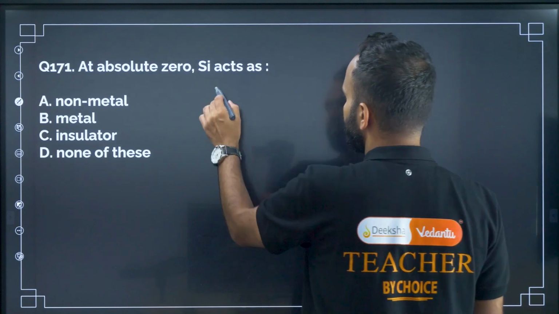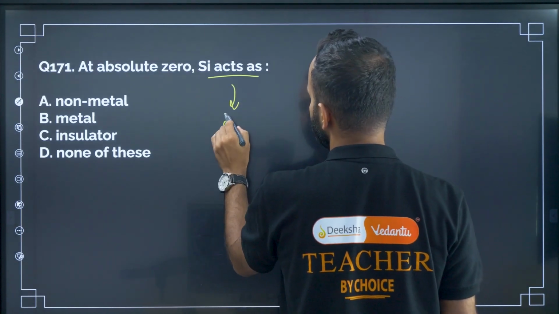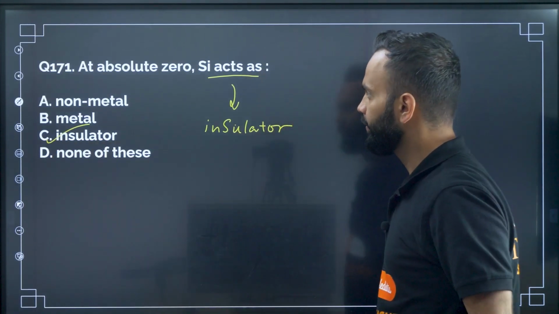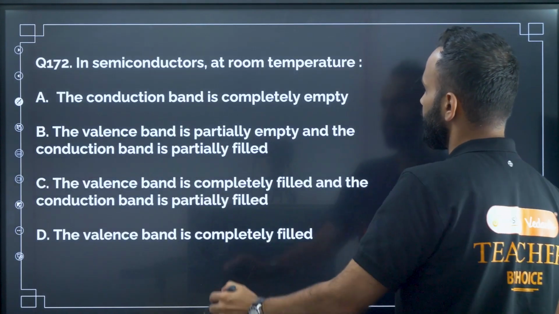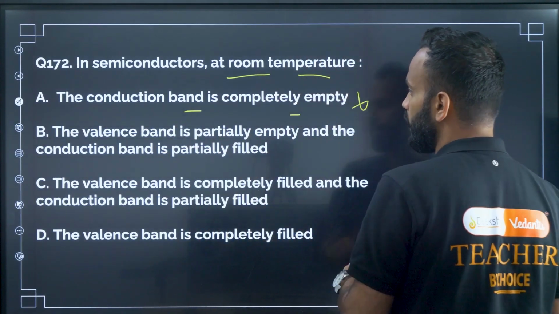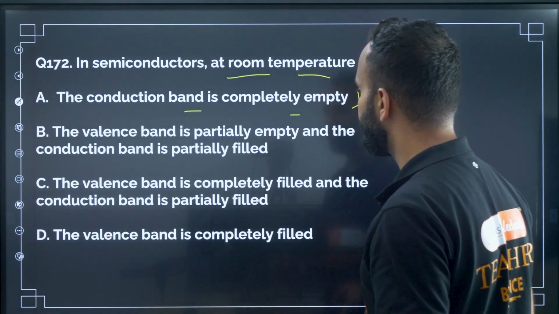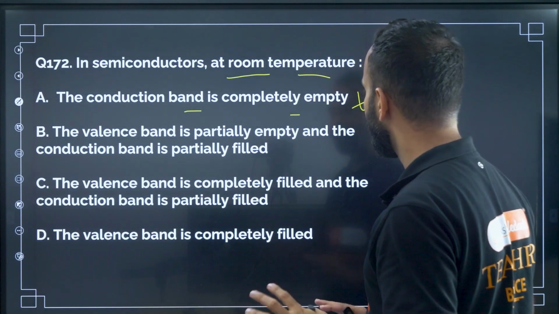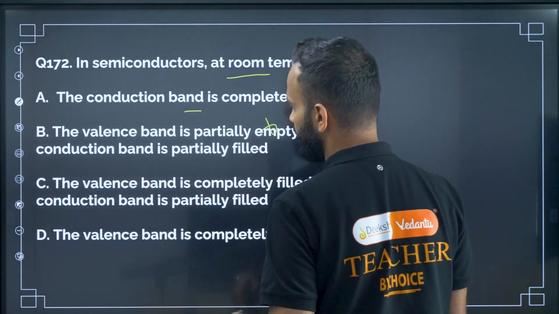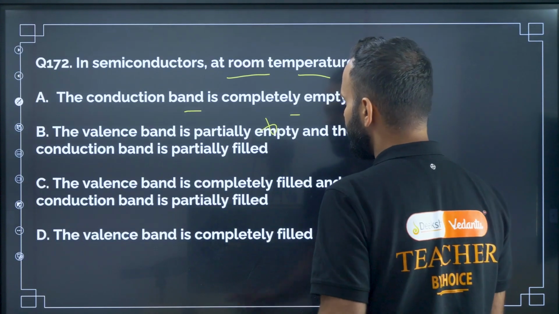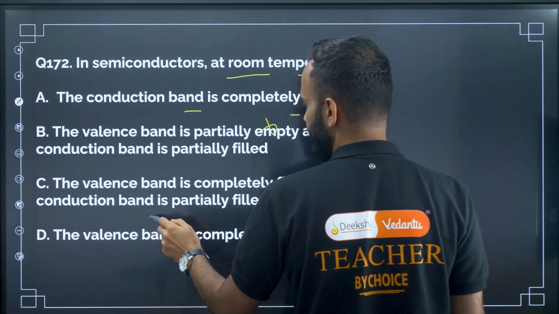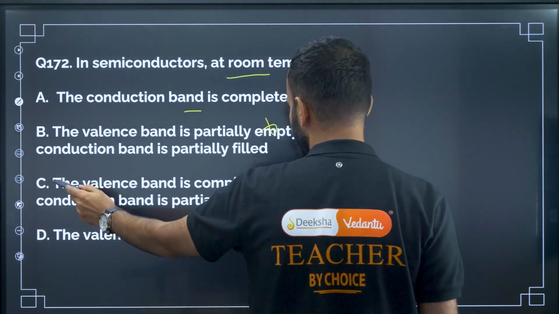171. At absolute zero, Si acts as an insulator. Okay, so the correct option is C. Question number 172. In semiconductors at room temperature, the conduction band is completely empty. Wrong. The conduction band is partially filled and the valence band is completely filled. Option B says the valence band is partially empty. Wrong, it's completely filled. So option C is the correct answer.